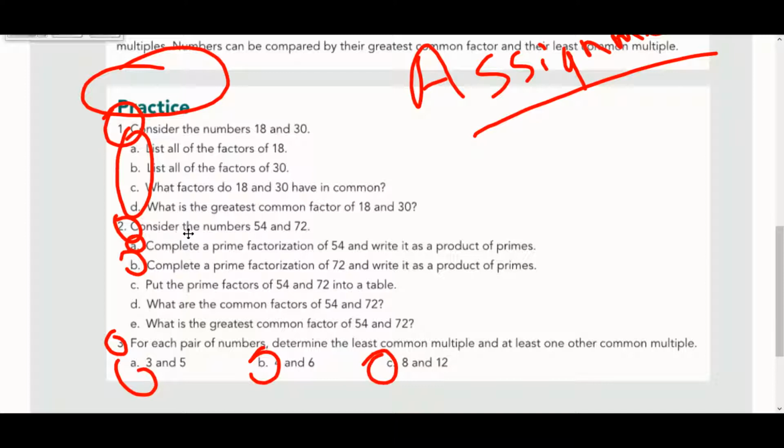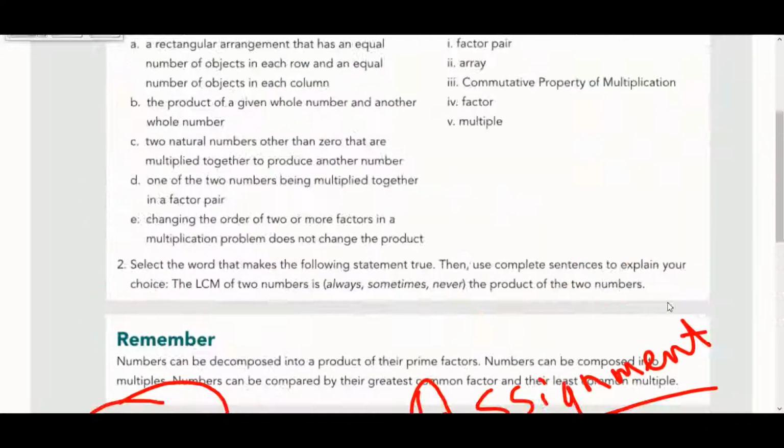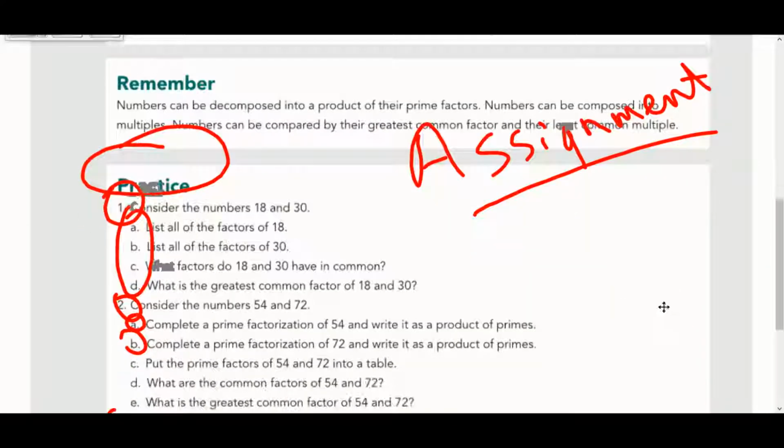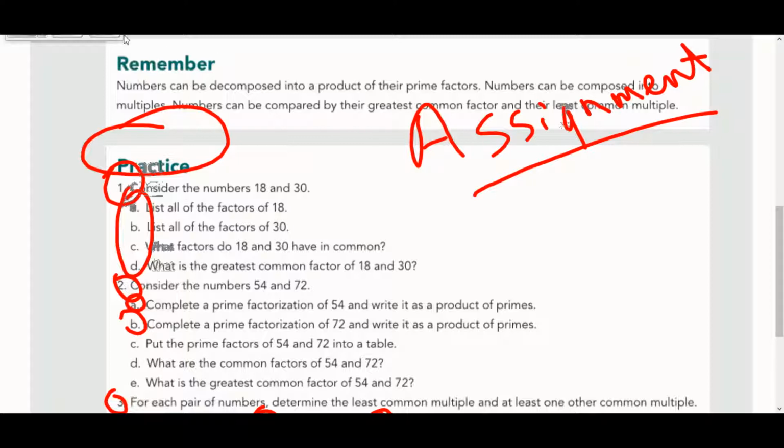All right, and then consider the numbers 54 and 72. We're going to have you do the prime factorization of these two numbers. So don't list all the factors, just do the prime factorization, the factoring trees. Then here, multiples, find the least common multiples. So find the multiples of 3, multiples of 5, find the first one that overlaps, or in other words, they both have in common. And then 4 and 6, and 8 and 12. All right, so hopefully this video was helpful in reviewing what we were talking about. Feel free to watch as many times as you need to help LCMs and GCFs make sense.